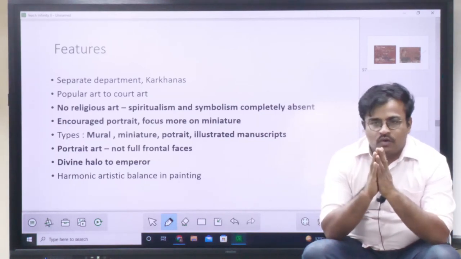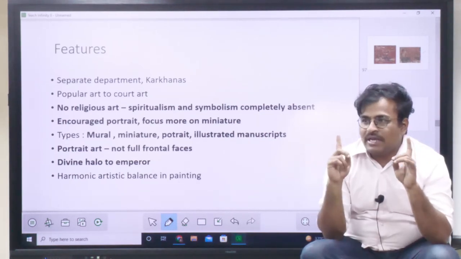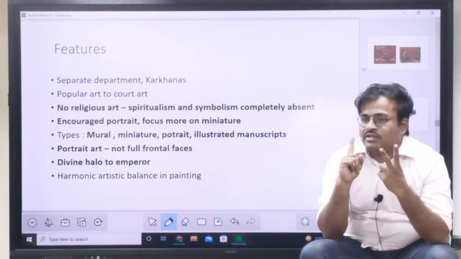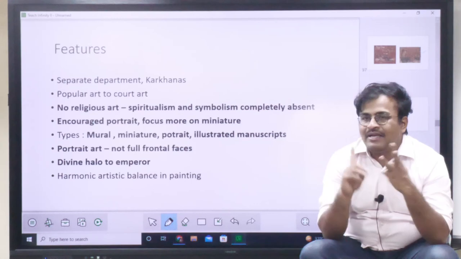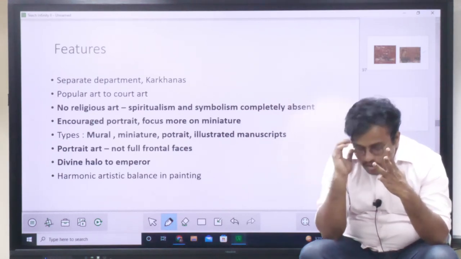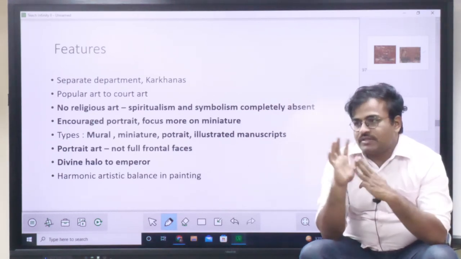There is no depiction of God in any place. Only the main attempt is royal life. The second theme is the everyday people's life. And the third theme is mainly the theme of natural life. So these are the main themes that they have picked up.